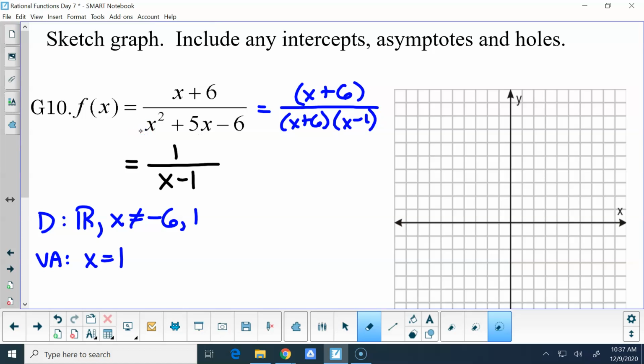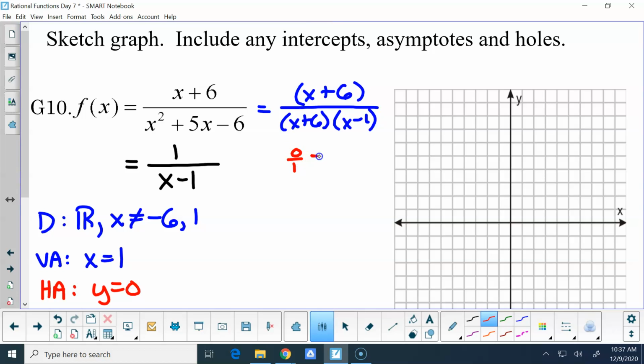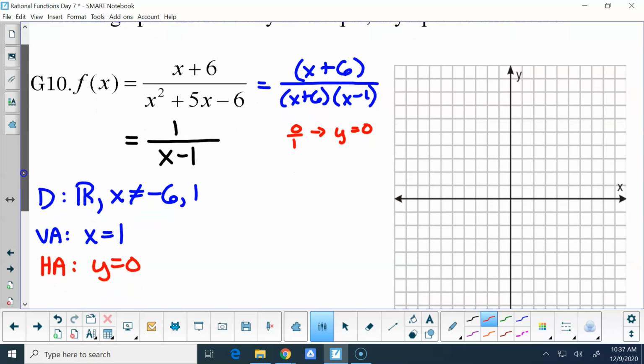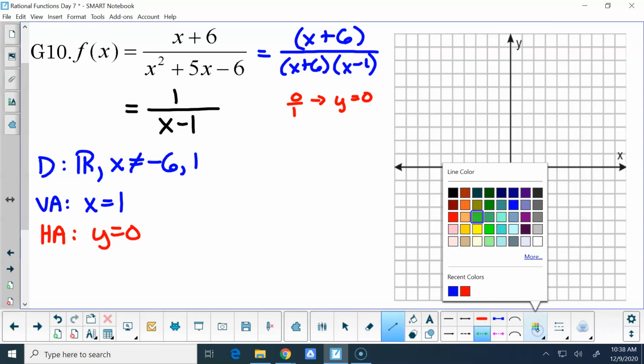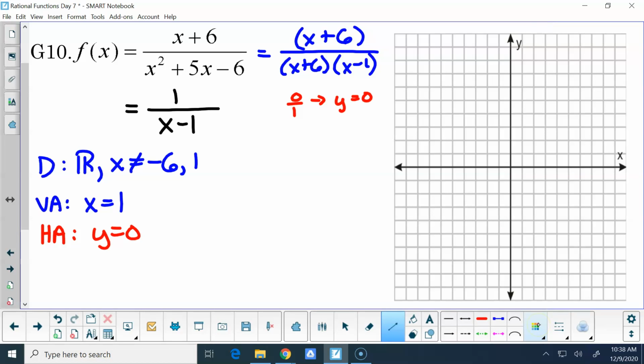All right. So then my horizontal asymptote is y equals 0, because I've got a 0 on the top, 1 on the bottom. So that's going to be y equals 0 is my horizontal asymptote. Put those on there. Vertical is at 1. Horizontal is at 0. Okay.